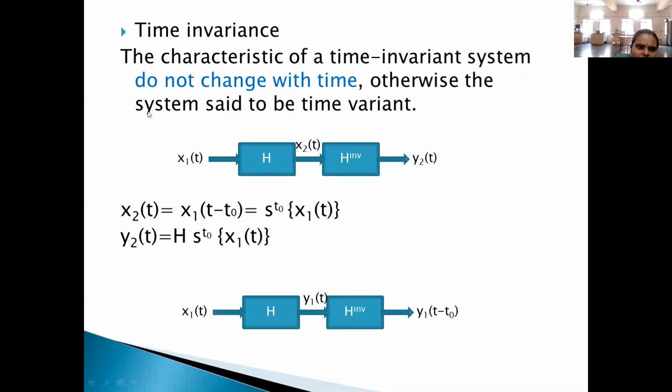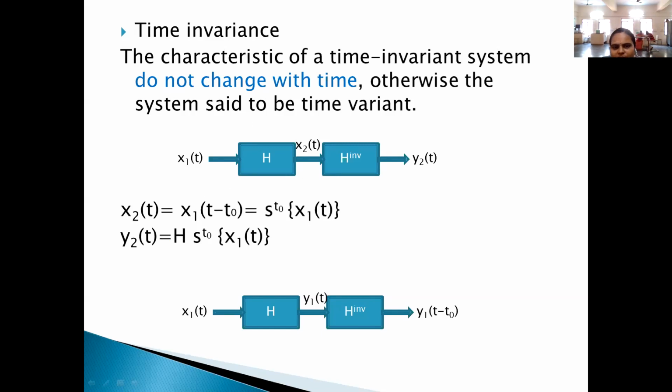Next is time invariance. The name itself tells that it is not varying with respect to time. The characteristics of a time invariant system do not change with time. That is what's important. It is not going to change with time. Otherwise, the system is said to be time variant.